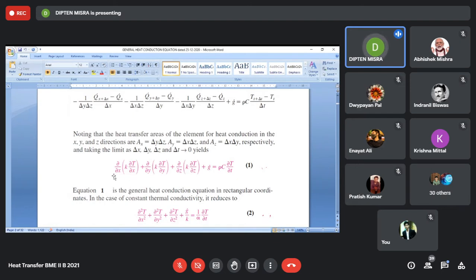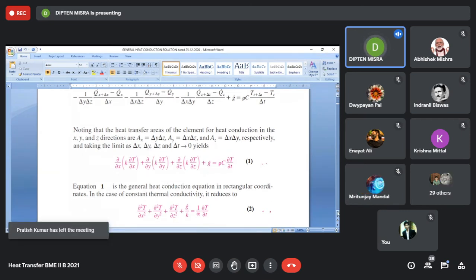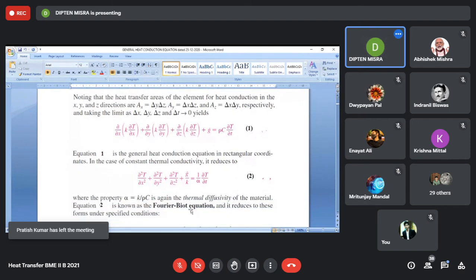So if we take it out of the differential, then K will come out over here, K will come out over here, K will come out over here. If we take it common and divide both sides by K, then what we get is this second equation. This is valid for a constant conductivity case, where it becomes del 2T by del X square, del 2T by del Y square, del 2T by del Z square. So it is sometimes called the Laplacian of T.